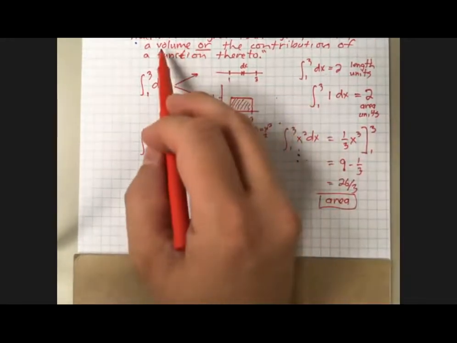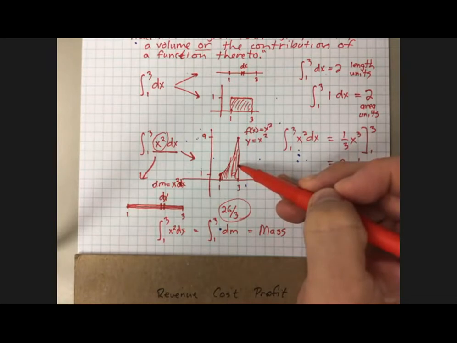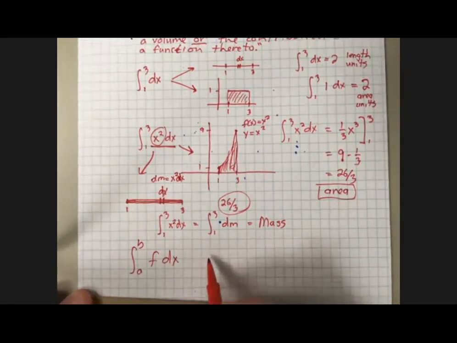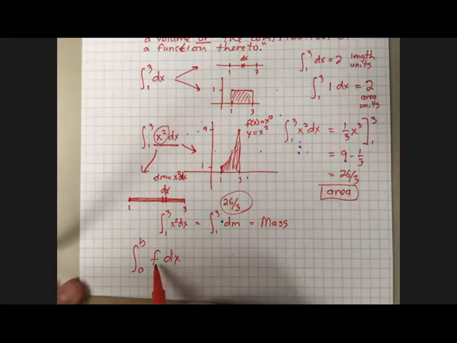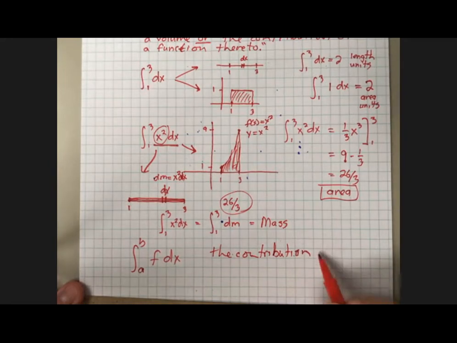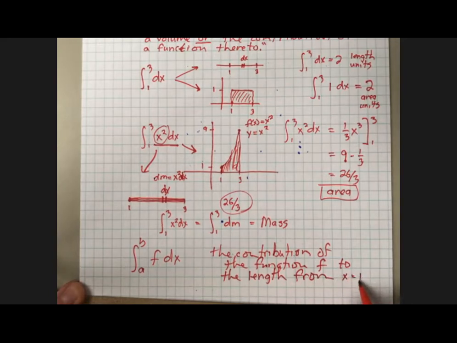So here's what I said about this sentence. A definite integral is a length, an area. Here's an area. Or I want to say it like this. The definite integral from A to B of f dx is the contribution of the function f to the length from A to B. The contribution of the function f to the length from x equals 1 to x equals 3 on the x-axis. I scribbled that kind of poorly.